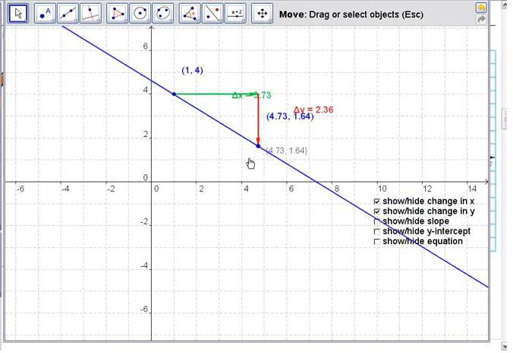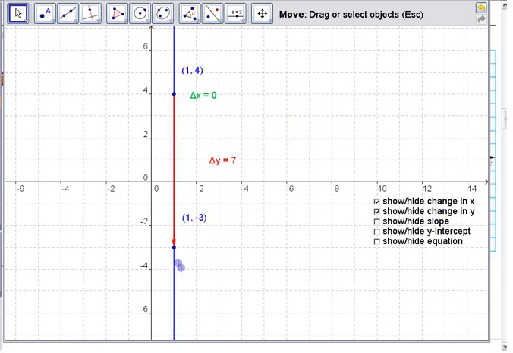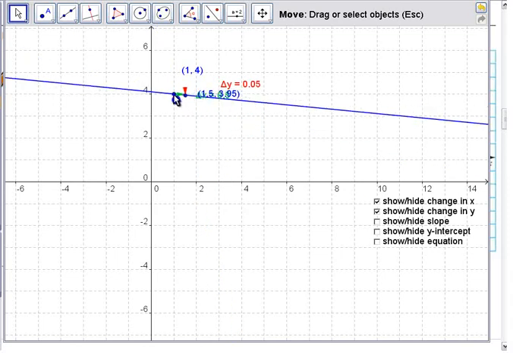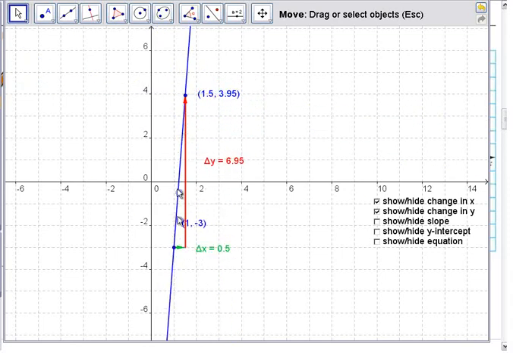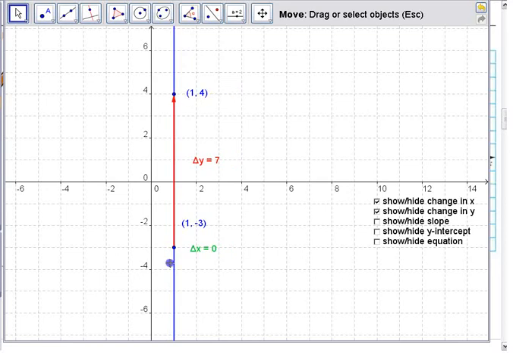It seems like it should be infinity, but it could also be negative infinity, right? Because you can't tell which one's the first point and which one's the second point if it's straight up and down. You could say you've gone across nothing and down 7, which would be negative infinity. Or you could say you've gone up 7 or 6 or whatever it is, a bunch for 0 across. If delta x is 0, the slope is undefined.